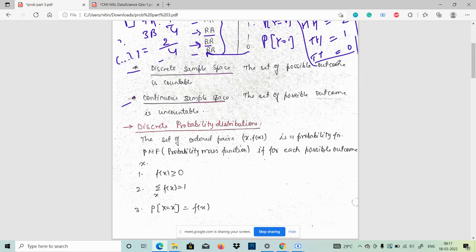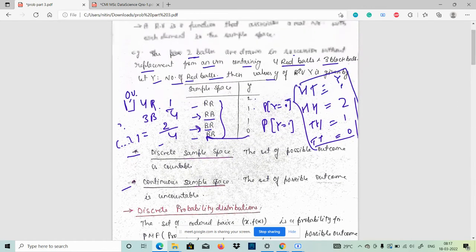So let's say your possible outcomes are countable. Here you can see that you can count your sample space. There are only four possible outcomes. So if any set of possible outcomes is countable, then that particular sample space is called a discrete sample space. But if you can't count them, if it is uncountable, we'll see how continuous sample space and continuous distributions are defined.